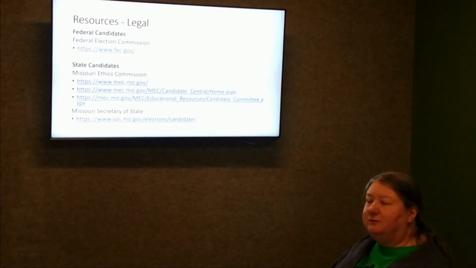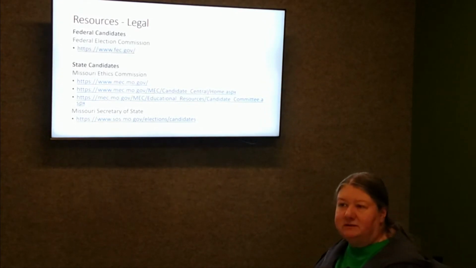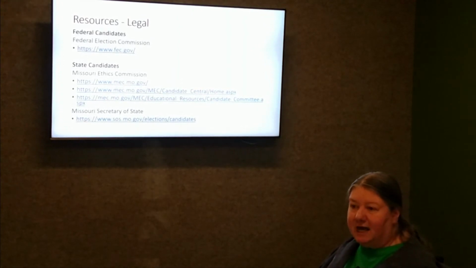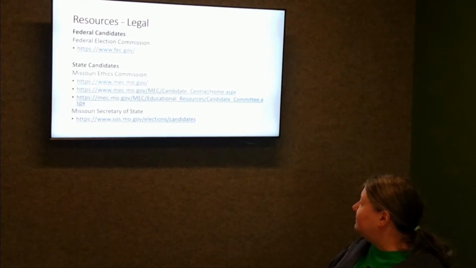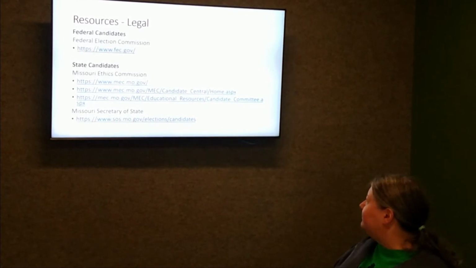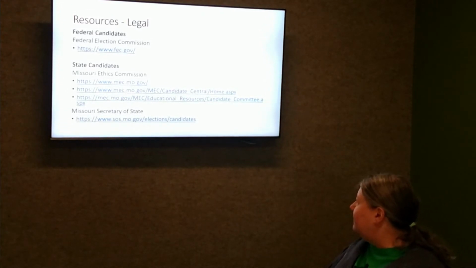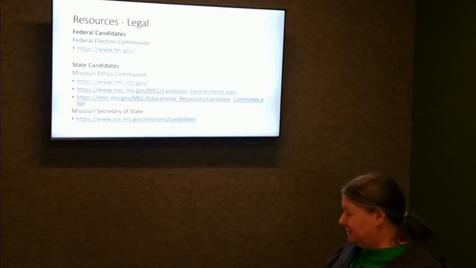So some resources for you if you're running for a federal office: the Federal Elections Commission. Go to their website. They have lots of good information, including how to contact them by email or phone. They're very helpful. And also the State Ethics Commission has a couple different pages you might want to look at, and also the Secretary of State. The Secretary of State actually oversees the elections themselves.